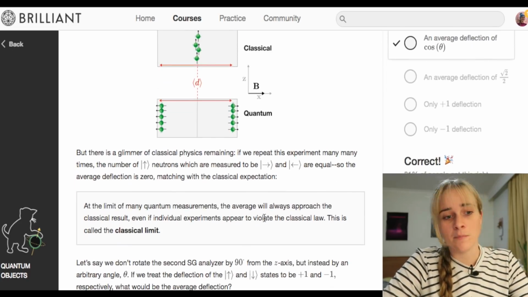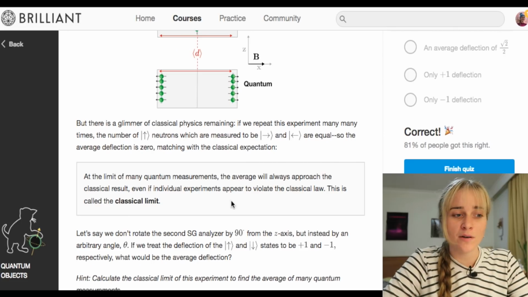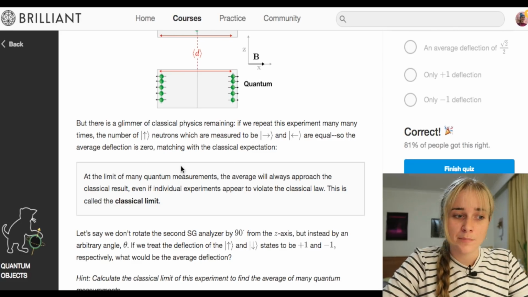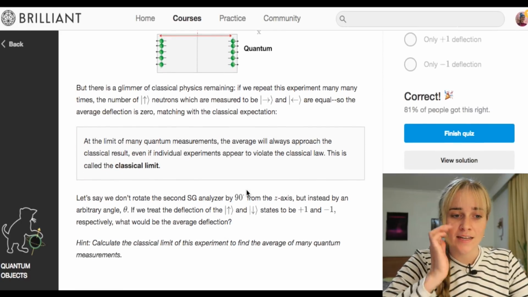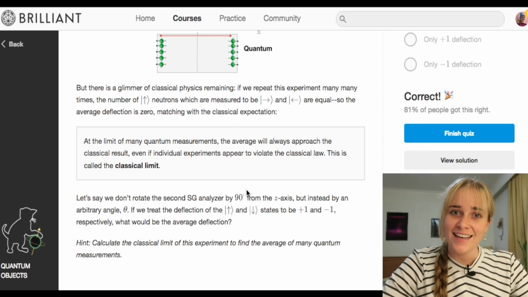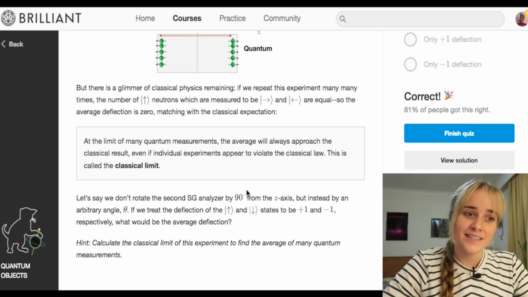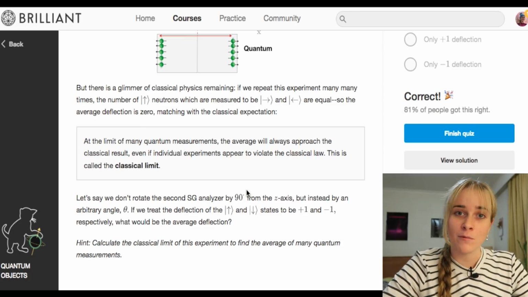So here's a really important idea, and it's in a box here. At the limit of many quantum measurements, the average will always approach the classical result, even if individual experiments appear to violate the classical law. This is called the classical limit. Alright, so this is quite important and goes on to explain how we get the classical world around us that makes sense from quantum physics, which appears to defy what we know.